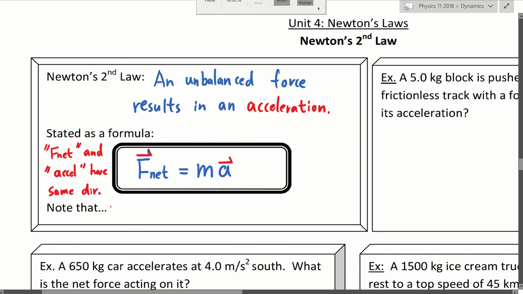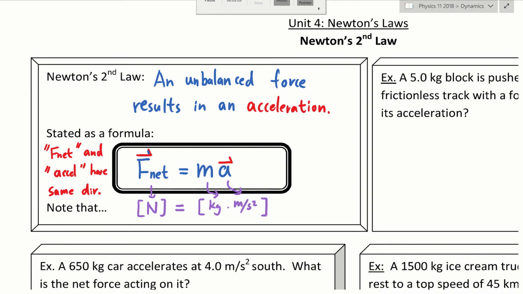Now, notice the units of this calculation. Mass is measured in kilograms. Acceleration is measured in meters per second squared. Force is measured in Newtons. So therefore, the unit Newton is actually kilogram times meter per second squared. So kilogram meter per second squared is the same as the unit Newton.